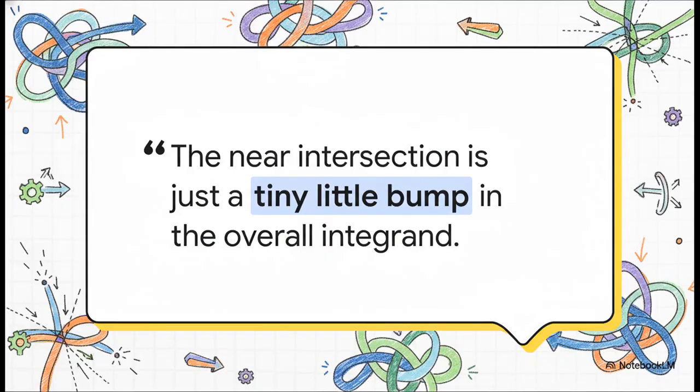As the researchers who figured this out put it, the place where the curve nearly crosses itself is just a tiny little bump in the total energy calculation. The computer barely even notices it. So yeah, clearly we need a much smarter way to think about this.